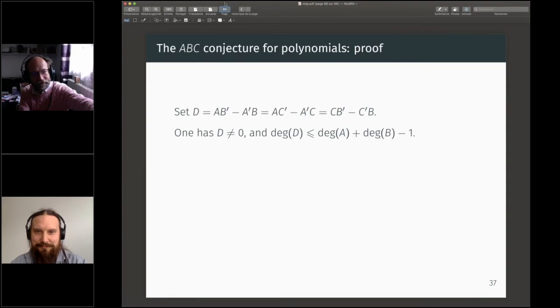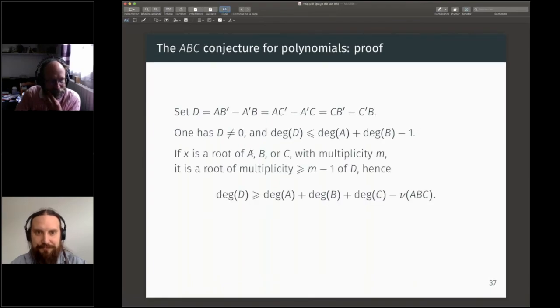And so now the polynomial d is non-zero. It should have been stated as a hypothesis that a, b, c were not constant, because coprime is really not enough. So it's non-zero, and the degree of d is smaller than this. When I take a derivative, the degree lowers by 1. So if I multiply by a, I get degree of a plus degree of b minus 1, and the same for the other term. So the degree of d is smaller than degree of a plus degree of b minus 1.